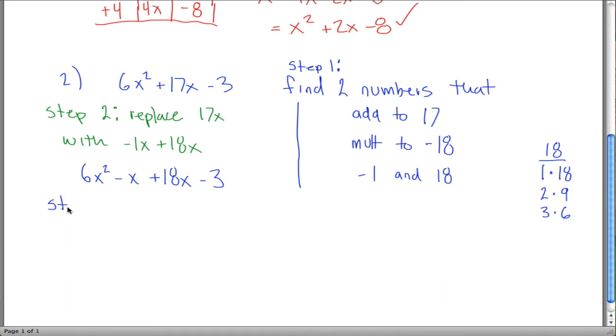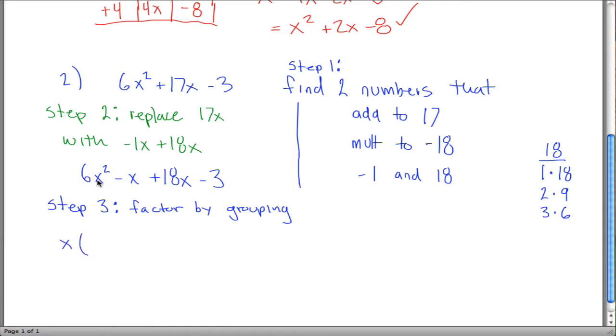We're still not done. All we've done is changed our polynomial with 3 terms into a polynomial with 4 terms. But that's actually good news, because when you have a polynomial with 4 terms, you can start step 3, which is factor by grouping. So to factor by grouping, you look at the first 2 terms, 6x squared minus x, and look for their greatest common factor. In this case, it's x.